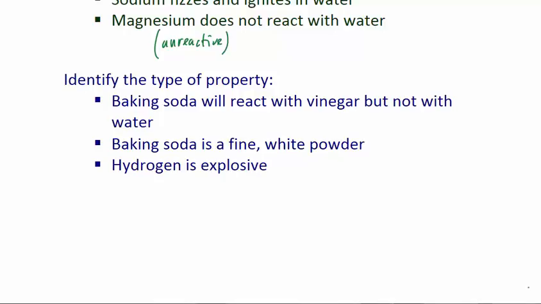Okay? So let's figure out if these three here are physical properties or chemical properties. Baking soda will react with vinegar, but not with water. This is one you've probably tried with kids or something, or maybe when you were a kid. But baking soda will fizz and bubble when you react it with vinegar, but just with water it'll just dissolve. Those are what kind of properties of baking soda, physical or chemical? Yep, those are chemical properties because they describe the reactions.